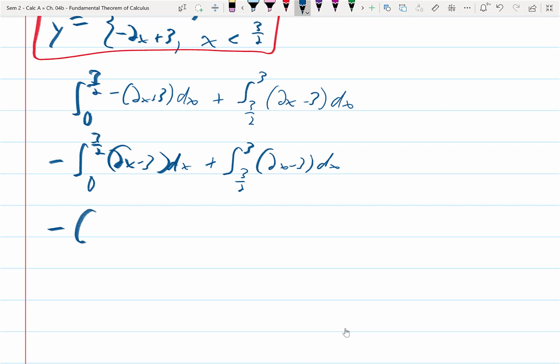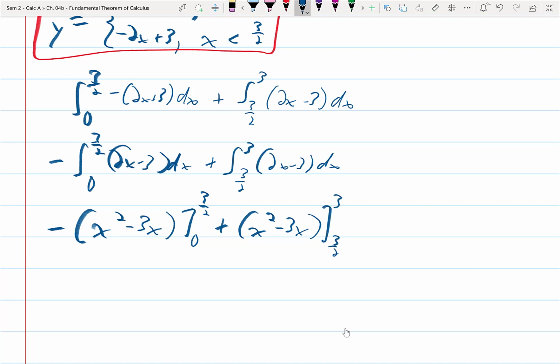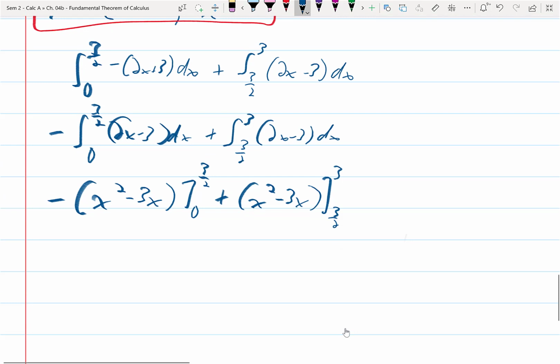Now we can integrate. The integral of 2x is x squared. The integral of 3 is 3x, evaluated from 0 to 3 halves, plus x squared minus 3x, evaluated from 3 halves to 3. Let's get the same wording going on there. If I am saying evaluated from, I evaluate from lower limit to upper limit. Sometimes people mess up the order when they're saying it because the upper limit's on top and they're reading it that way. That's just not how it's done.